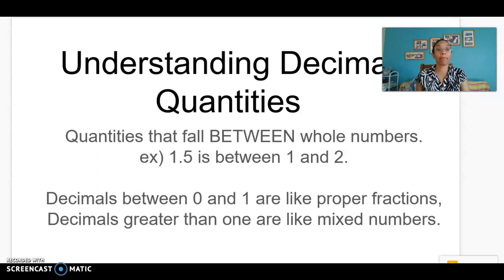Decimals greater than 1 are like mixed numbers. Think of the quantity 2 and 3/10. That "and" is represented by a decimal point, which separates our whole quantity from the partial quantity. So 2 and 3/10 is going to fall between 2 and 3, and we'll represent that as 2.3. The 2 is in the ones place, and the 3 is in the tenths place. Our "and" from our mixed number is represented by that decimal point, which shows us that we're talking about a partial quantity. So I just want you to understand that decimals are quantities that fall in between, and we can think back to how we imagined fractions to understand decimals.